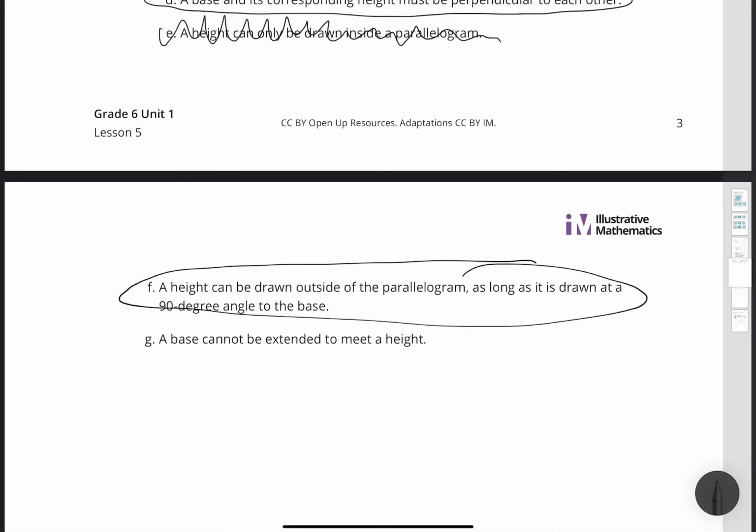And the last one, G, says a base cannot be extended to meet the height, and that is totally not true. Okay, so if you guessed B, D, and F, you are absolutely correct and you're on the right track.